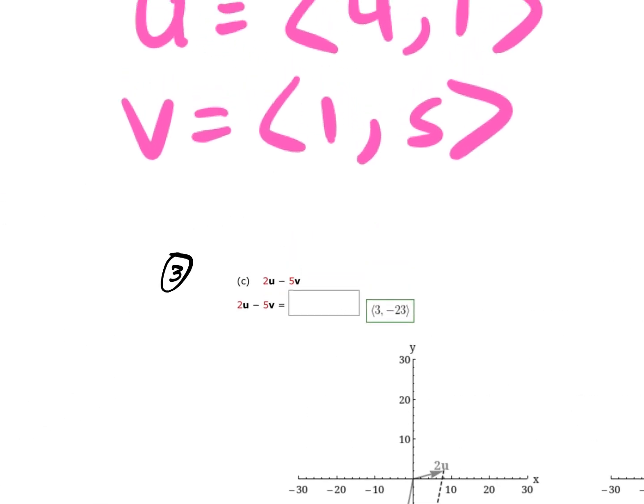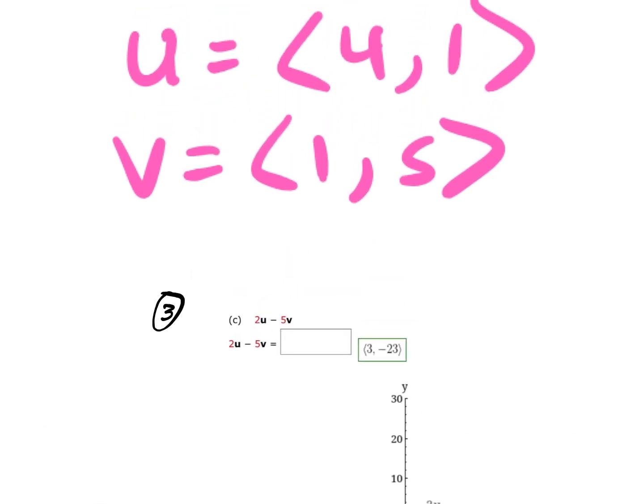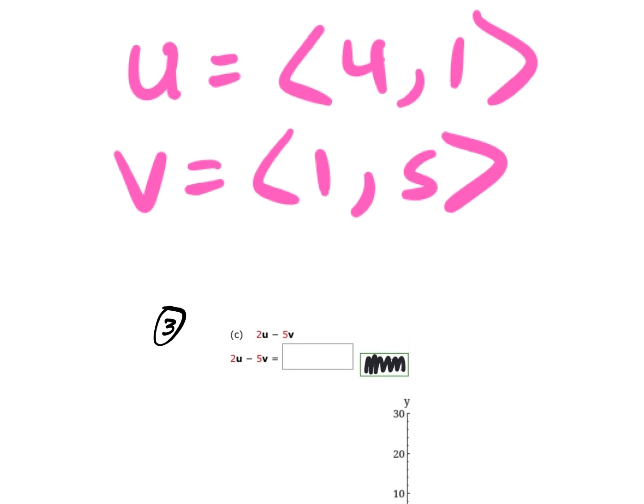What would I have to do first for 3? What would we do first here? We have 2 times u, which is 4, 1, minus 5 times v, which is 1, 5. What would we have to do first? We would distribute the scalar. So the number in front gets distributed to both numbers inside of our vector. So this would now be 8, 2.